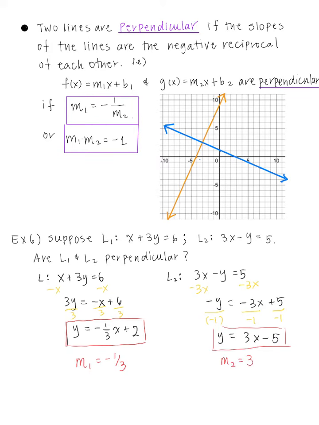Now in order for us to check that they're perpendicular, you can just multiply them together. Let me check. m1 times m2: this is negative 1/3 multiplied by 3, so this becomes negative 1. Therefore, L1 and L2 are perpendicular to each other.